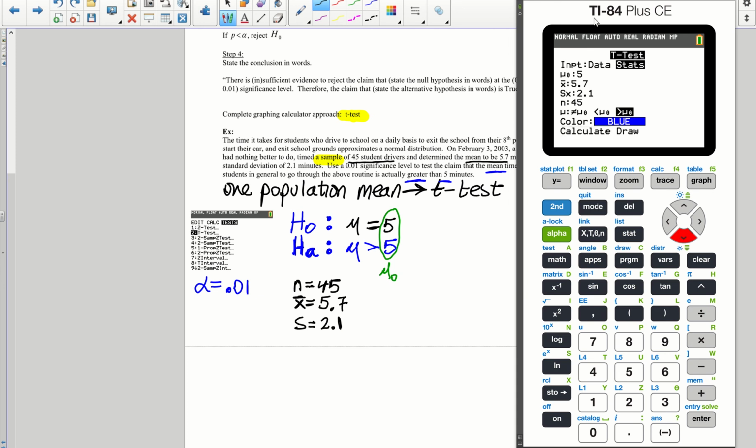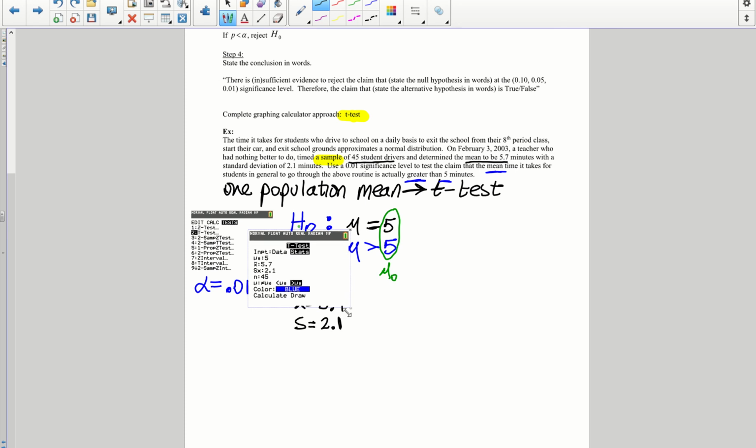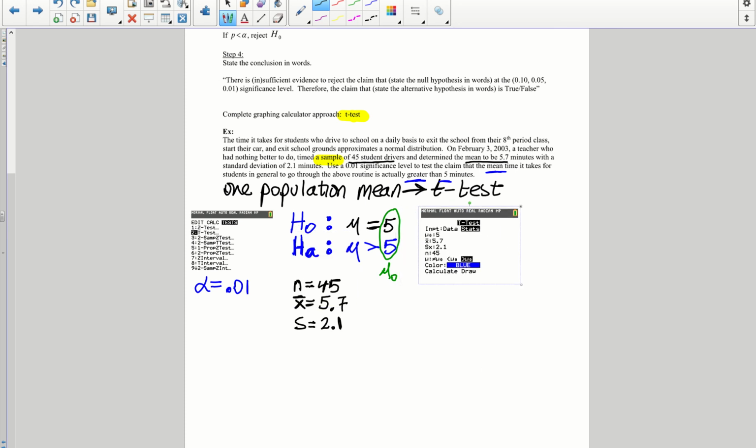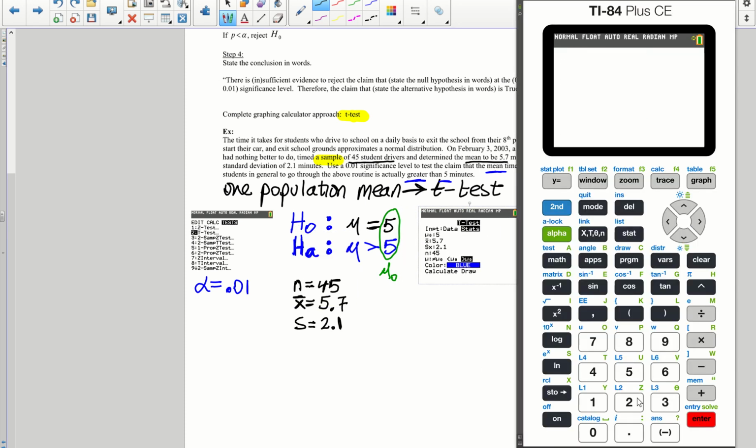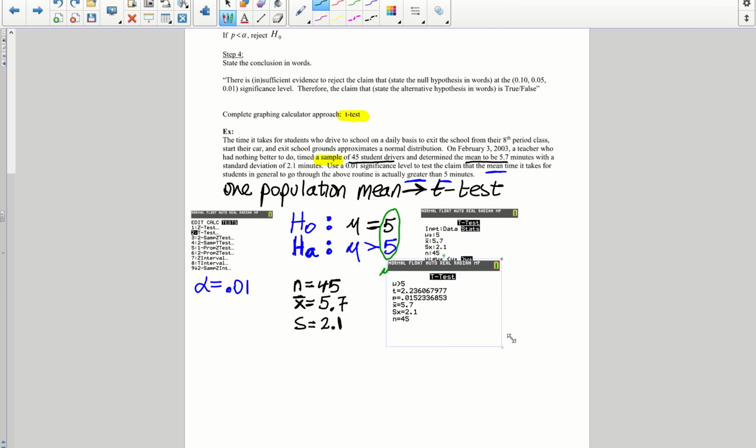So let me get this in the notes. Oh, it worked this one time. And then just hit enter on calculate. Again, we're only pulling the p-value out of this. All that other information is useful, just not for us.